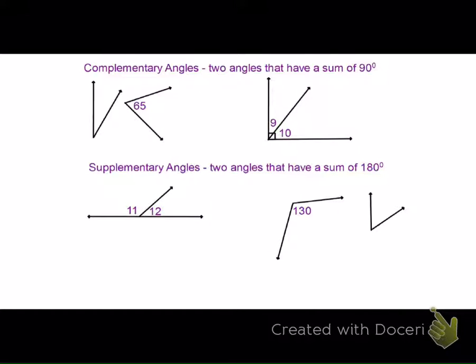All right, so complementary angles we've kind of talked about before, but they add to 90 degrees. Remember, sum means addition. And they do not have to be adjacent. Do not have to be next to each other.